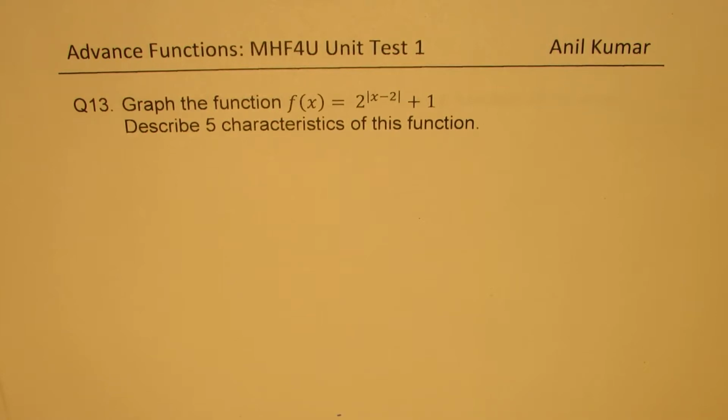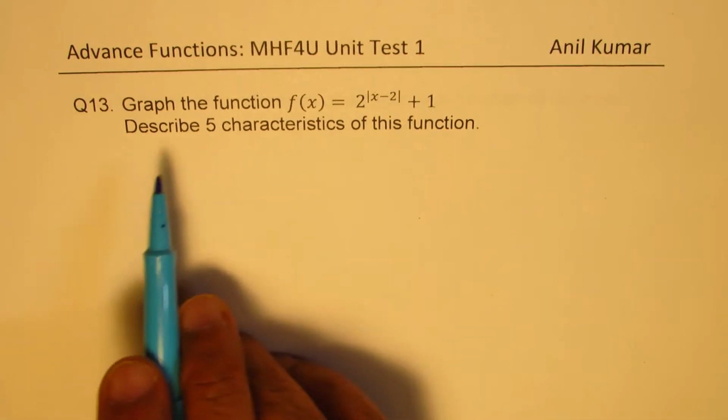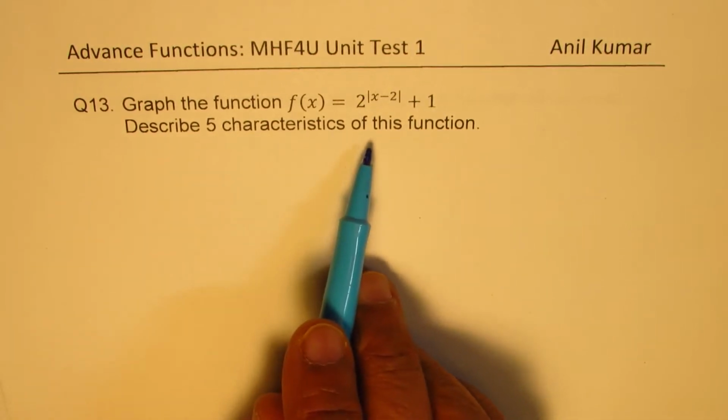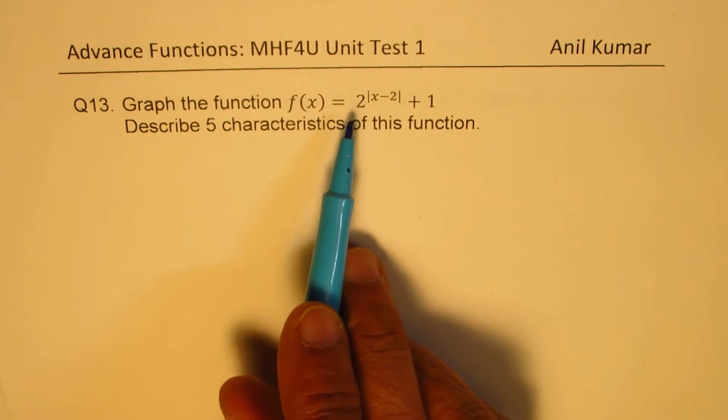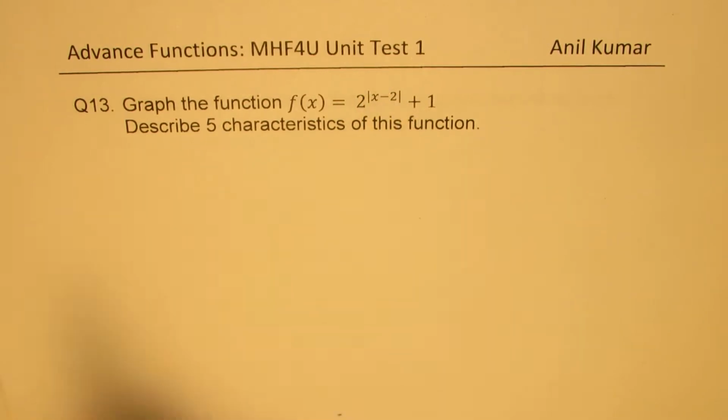I've made a test paper on Unit 1 and here is question number 13. Graph the function f of x equals 2 to the power of absolute value of x minus 2, plus 1. Describe 5 characteristics of this particular function. So 2 to the power of something which is an absolute value, plus 1, is your function. You can always pause the video, answer this question, and then look into my suggestions.